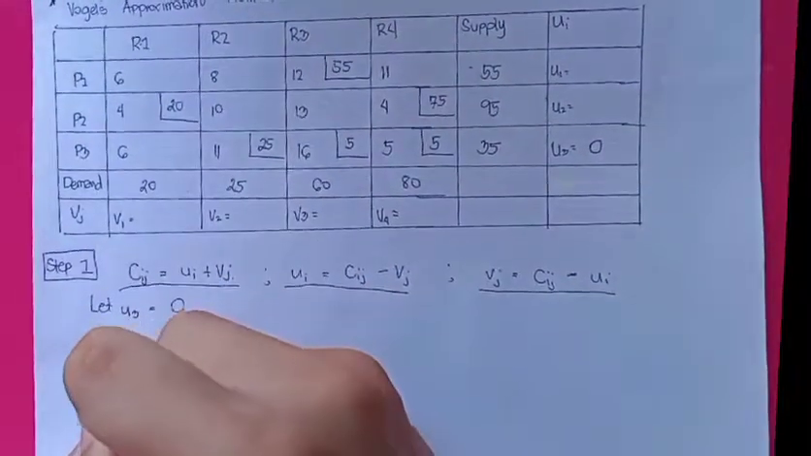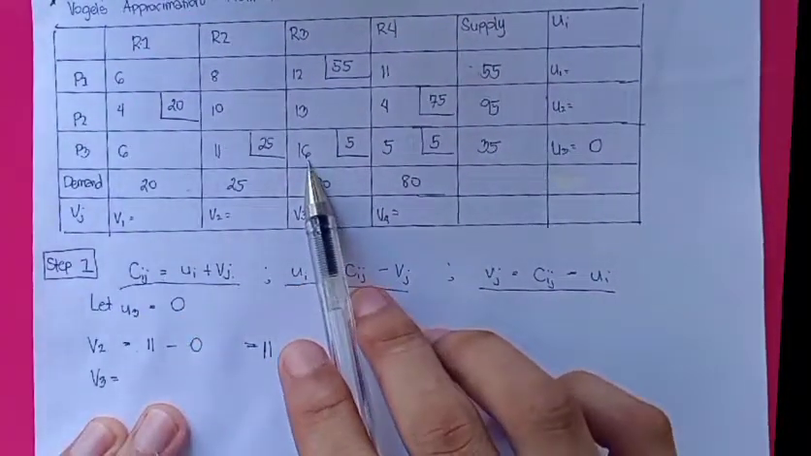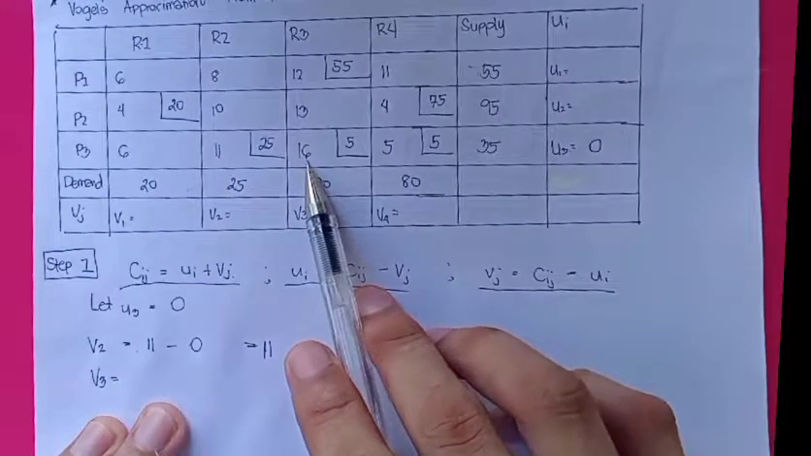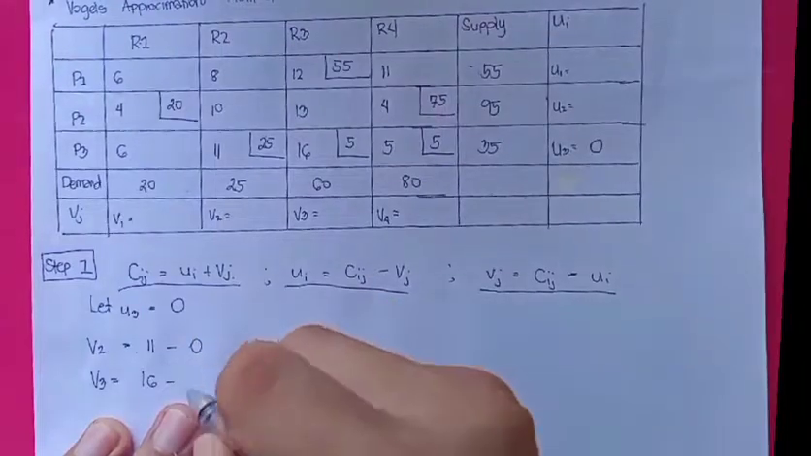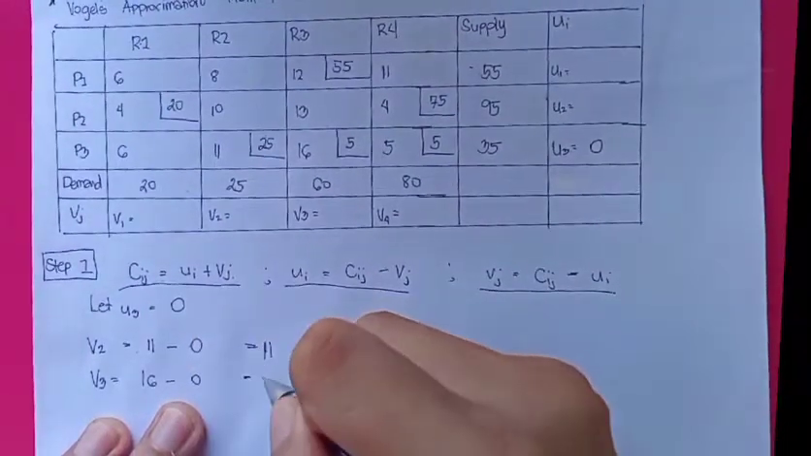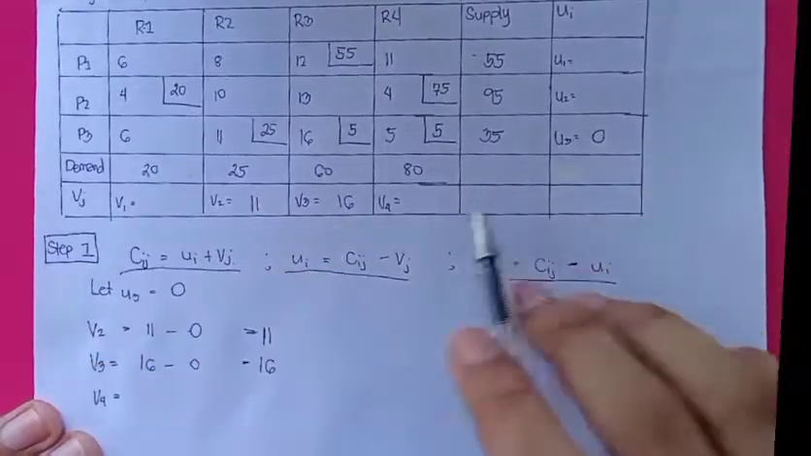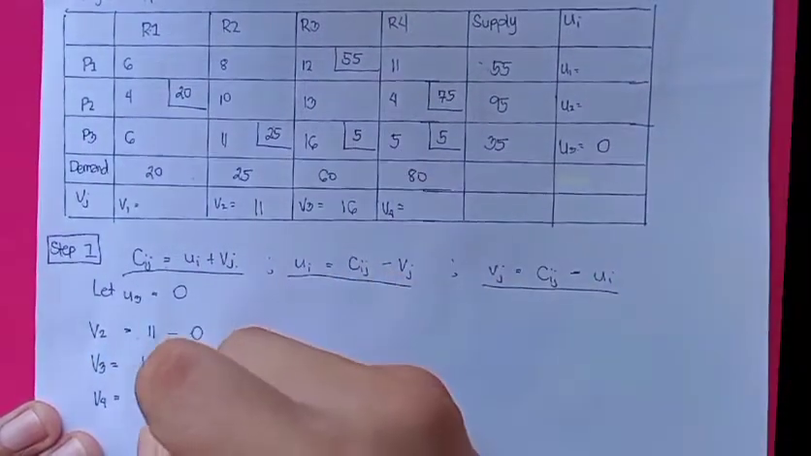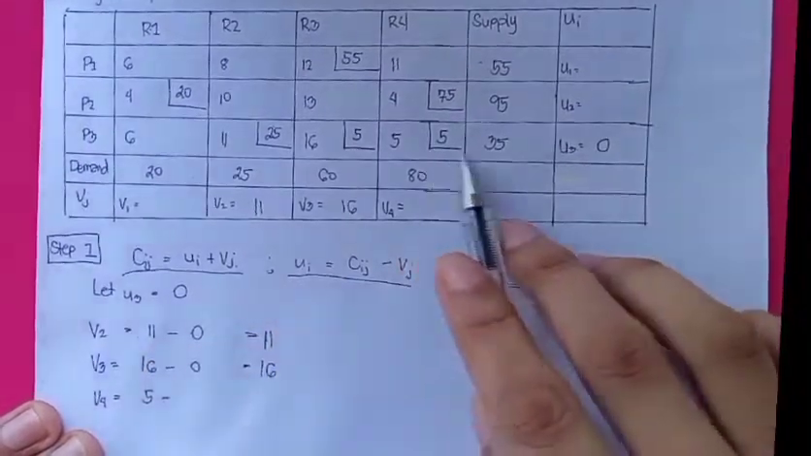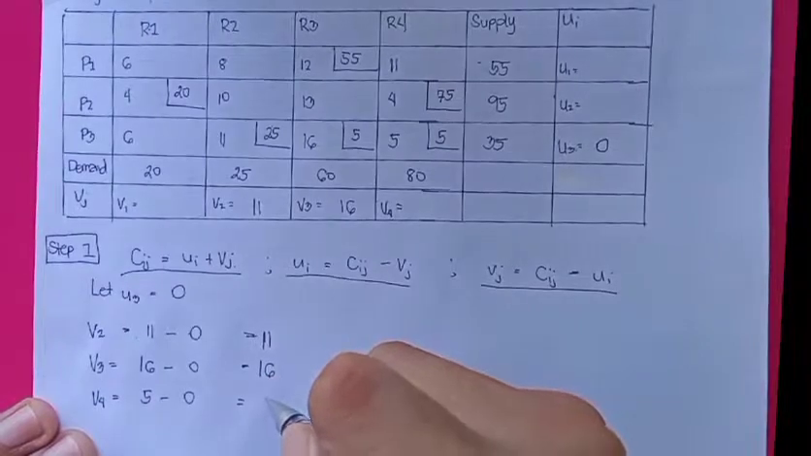So V3, our Cij in allocated cells, 16, minus our Ui is 0. So 16 minus 0 is 16. And we can also find V4. In V4, in allocated cells, we have Cij is 5 minus our Ui is 0. So 5 minus 0 is 5.